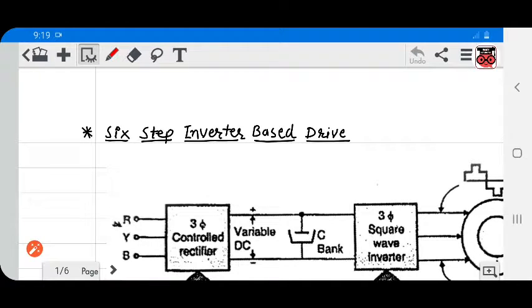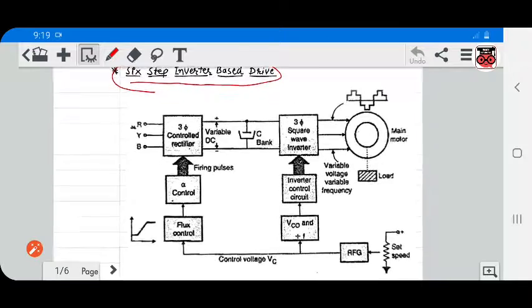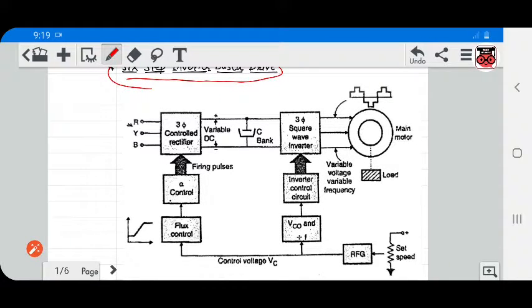In this session, we are going to discuss the 6-step inverter based drive. In the diagram, you can see this is the input supply, this is the three-phase controlled rectifier, and this is the alpha control for it. The output of the three-phase controlled rectifier is given to the three-phase square wave inverter, and the output of the three-phase square wave inverter is a 6-step square wave, and that output is given to the motor. These are the control parameters.